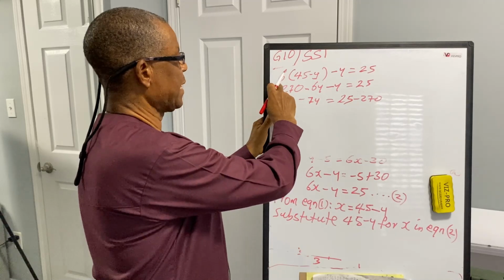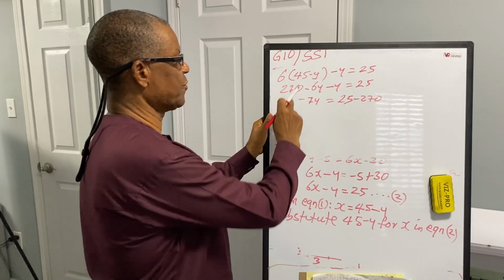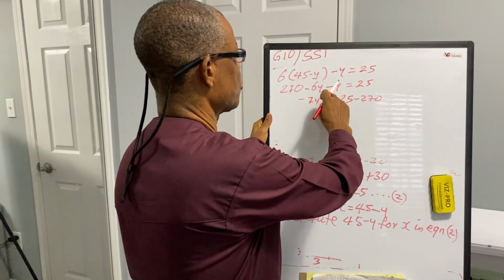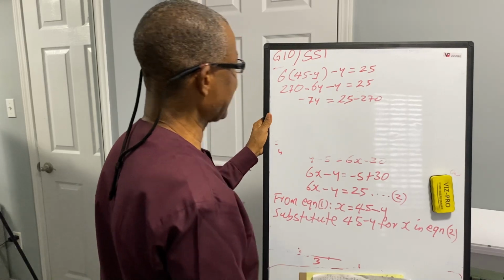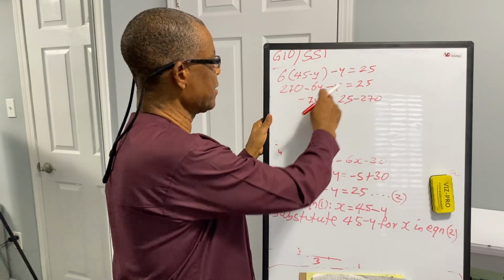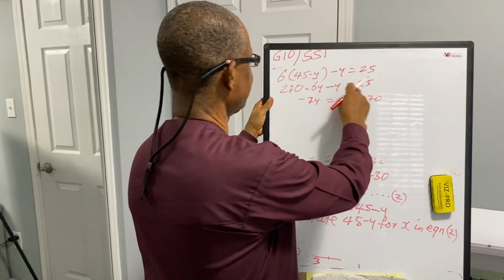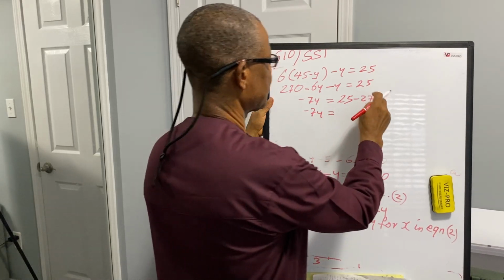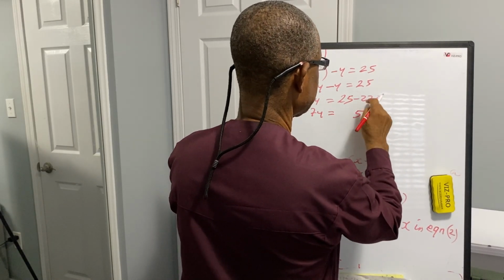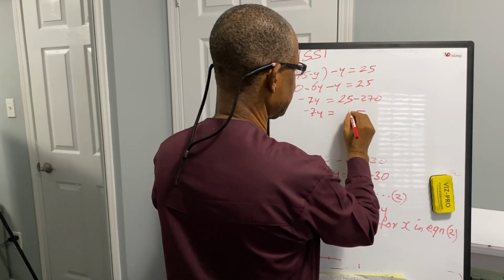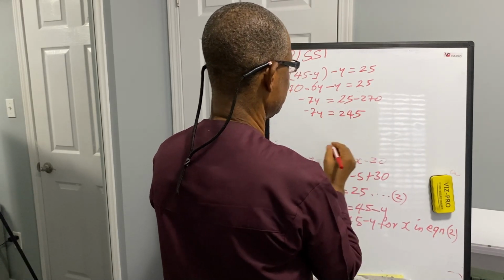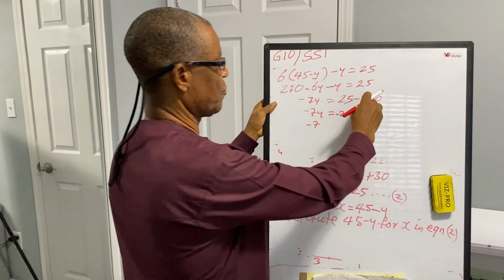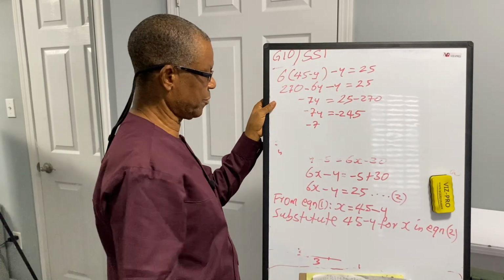And so we multiply 6 by 45, it gave us 270. And 6 times minus Y is minus 6Y, minus Y equals 25. Collecting like terms, we have minus 7Y equals 25 minus 270. 270 minus 25: 5 minus 5 is 0, 7 minus 2 is 5, and 2 remains. So it is minus 245, remember, because what we are subtracting is bigger than what we are subtracting from.